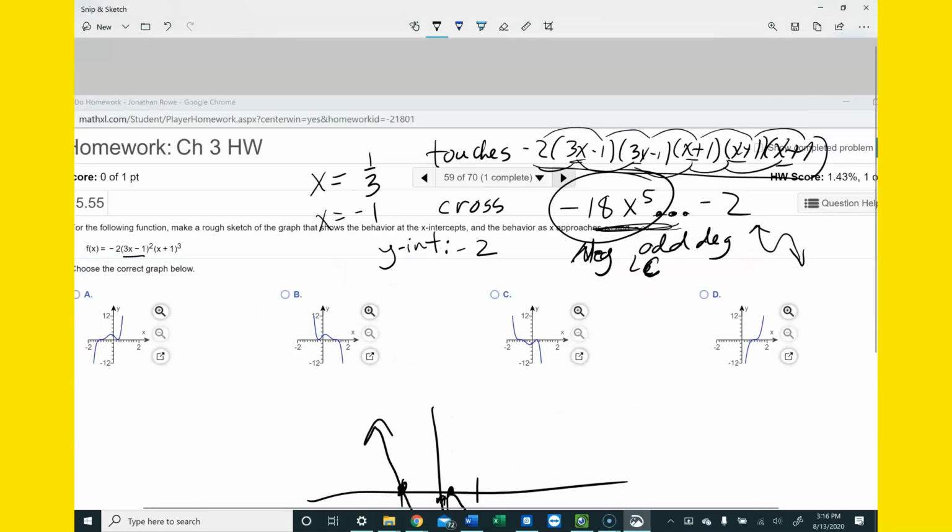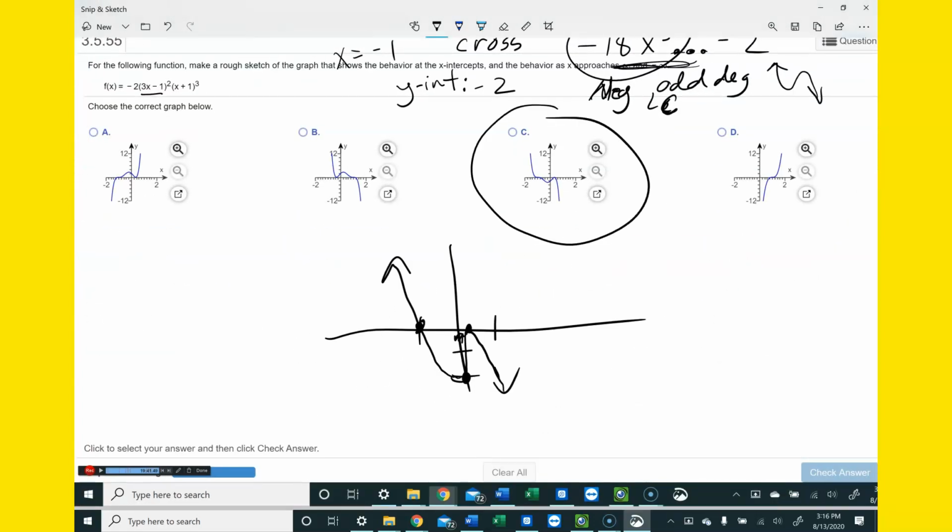I think choice C. Ooh, I think choice C looks like the best answer. It's got the left arm up, it's got the right arm down. Notice it's kind of confusing because the endpoints here are 2 and negative 2. That means this is 1 and negative 1 right here. So that's good for 1/3. That's good for negative 1. It touches there, it crosses there. The arms are pointing the right direction. And it's crossing the y-axis right there. Notice that the y-min down here is negative 12, which means these dashes count by 2, so that is negative 2 right there. So that looks like the best answer.